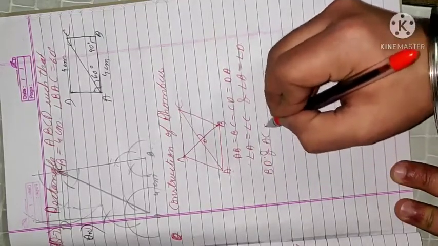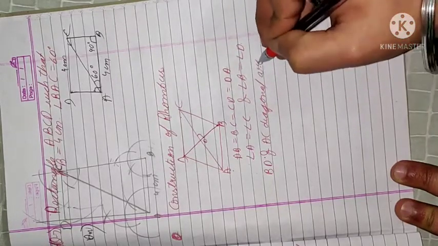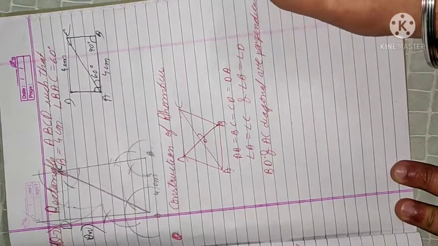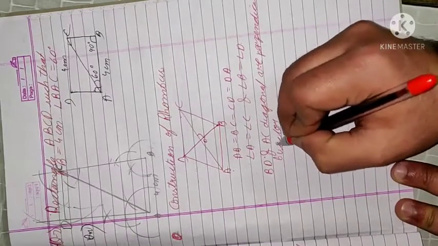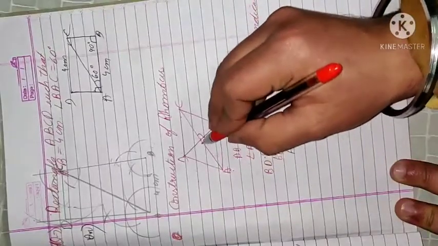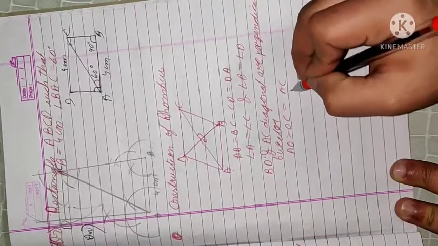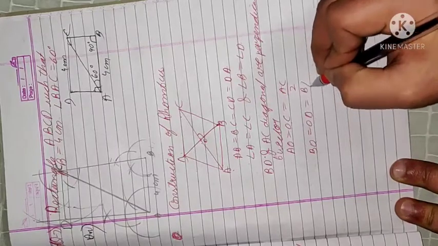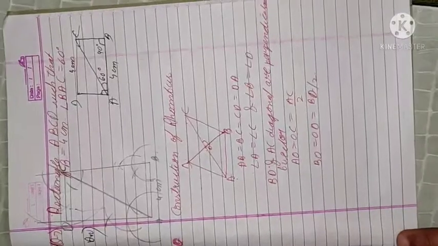BD and AC diagonals are perpendicular. Perpendicular means they cut at 90 degree and bisect each other. Bisect each other, that is, here BO will be equal to OD and OA will be equal to OC. This is half of AC, and BO equals OD equals BD upon 2. Okay, so starting with the first question for rhombus.